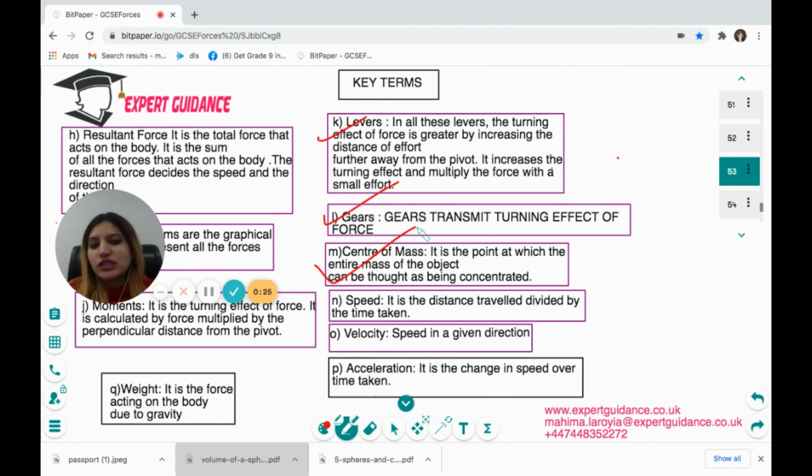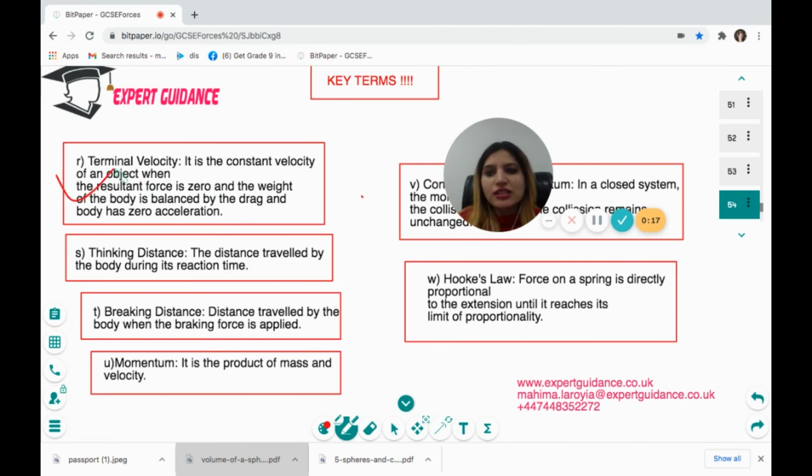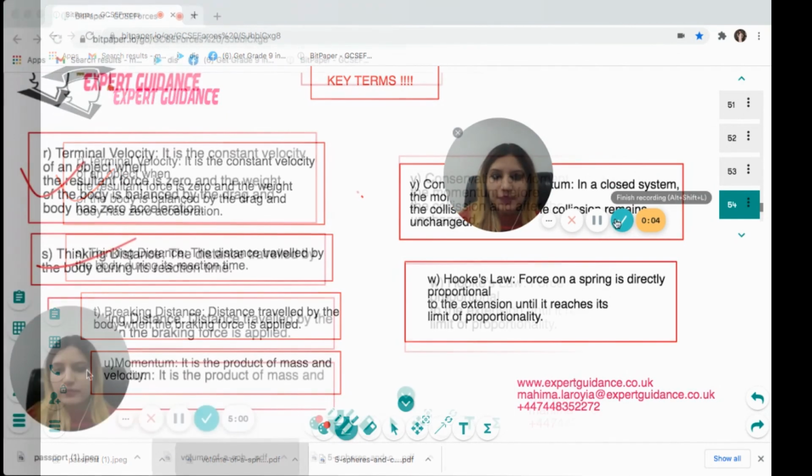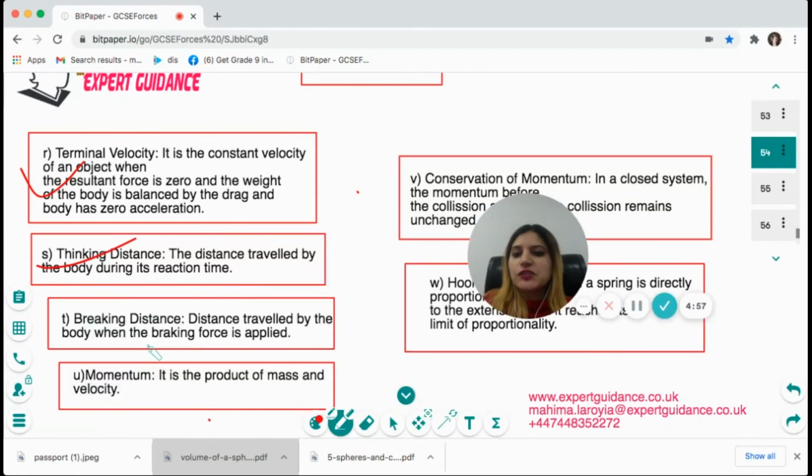Speed is distance over time. Velocity is speed in a given direction. And acceleration is change of speed over time. Terminal velocity is the constant velocity of an object when the resultant force is zero and the weight of the body is balanced by the drag, and the body has zero acceleration. Thinking distance is the distance traveled by the body during its reaction time. Now, the braking distance is the distance traveled by the body when the brake force is applied.